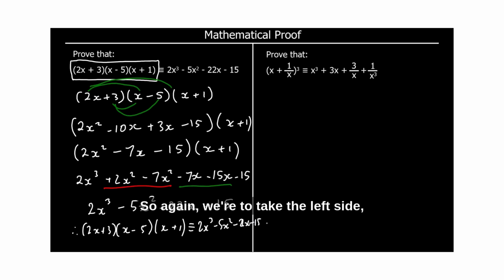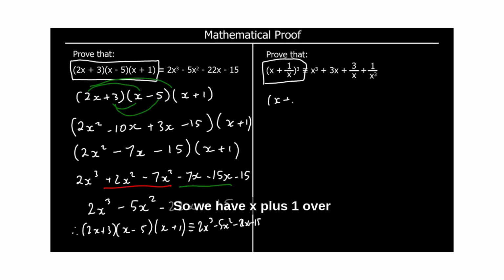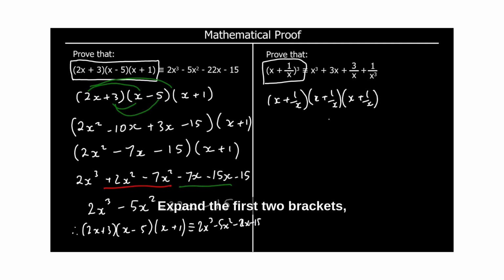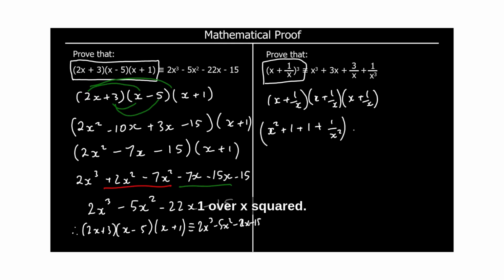So again, we're going to take the left side and we're going to turn it into the right side. So we have x plus 1 over x cubed. So times x plus 1 over x times x plus 1 over x. Expand the first two brackets. So x times x is x squared. x times 1 over x is 1. 1 over x times x is 1. And 1 over x times 1 over x, 1 over x squared.